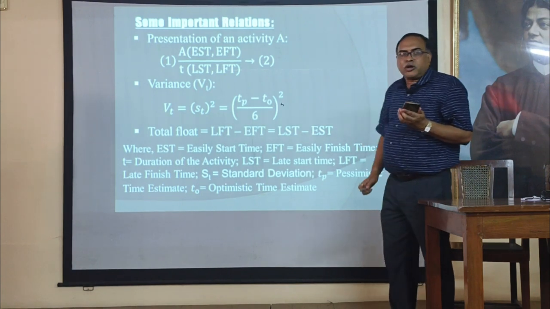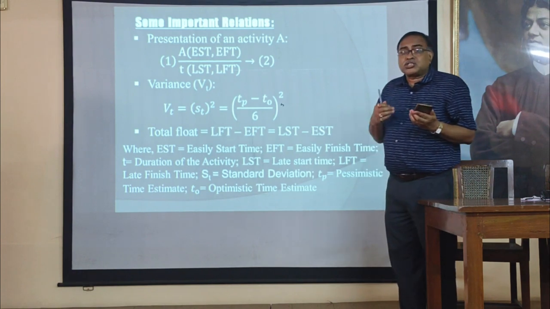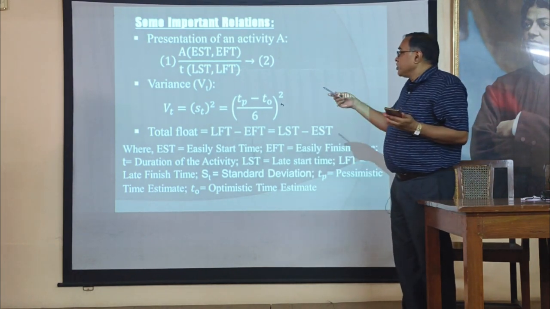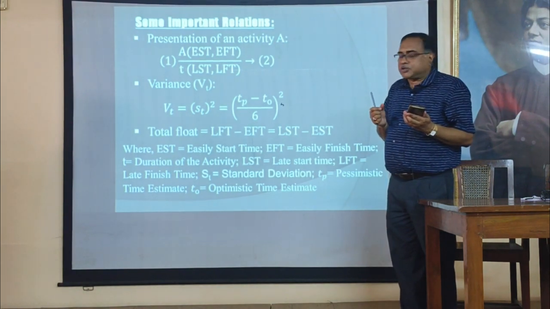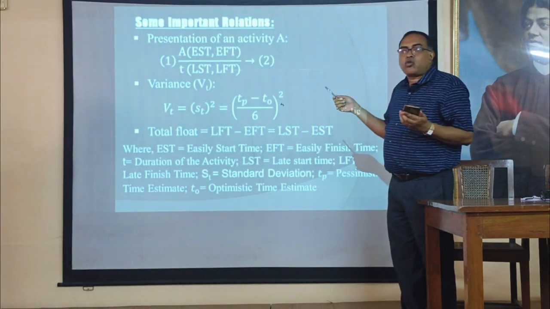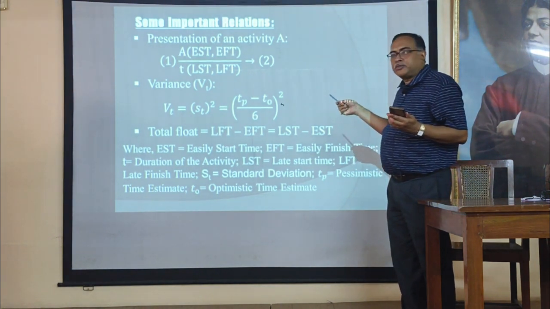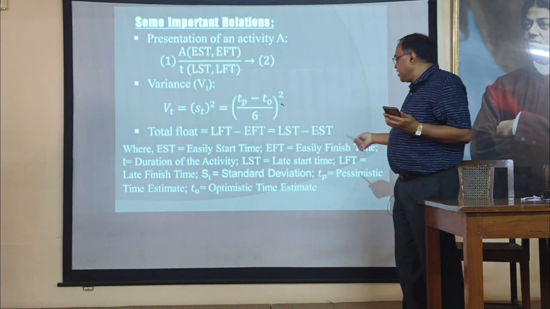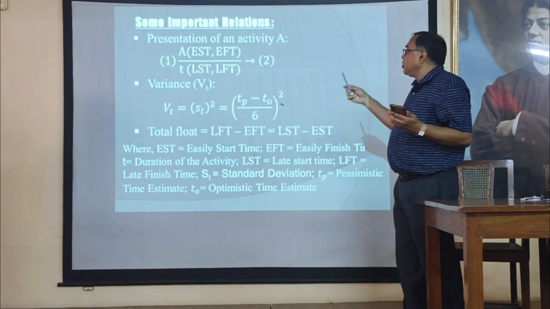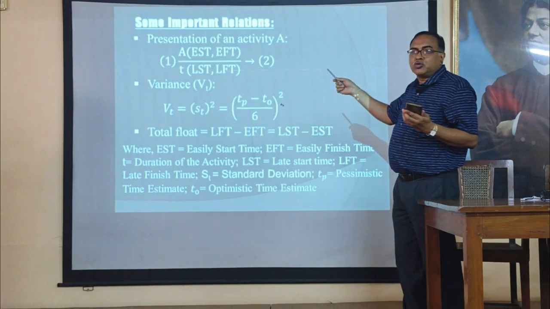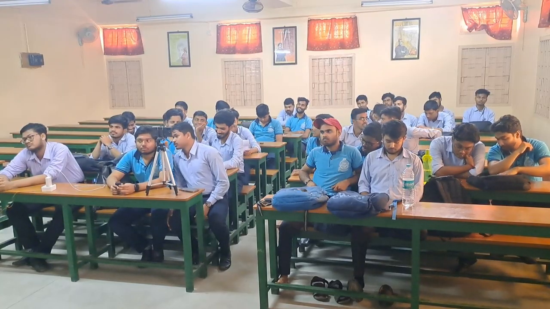In our PERT cases, we use statistics. So VT, the variance of the particular activity, is equal to the square of the standard deviation, that is (TP minus TO divided by 6) whole squared. These are the full forms of different abbreviations used in our relationships and given in our study map. Okay, next.